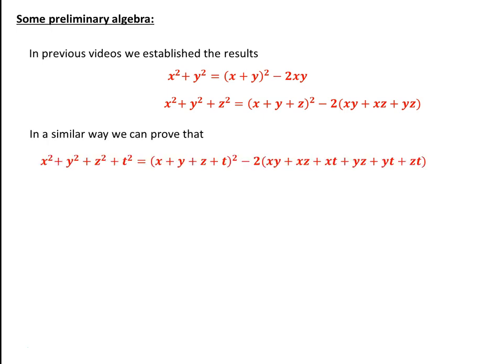We can similarly obtain the result that x squared plus y squared plus z squared plus t squared is equal to (x plus y plus z plus t) all squared, take away two lots of (xy plus xz plus xt plus yz plus yt plus zt). Now I'm going to leave you to provide the algebraic proof of this identity if you feel that it's necessary. Otherwise, we'll just use it later on in the video.